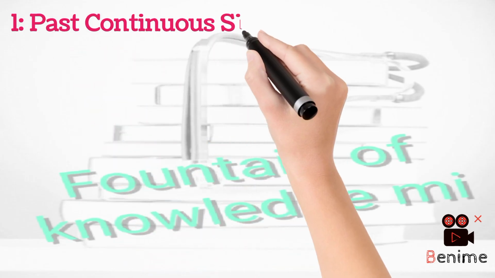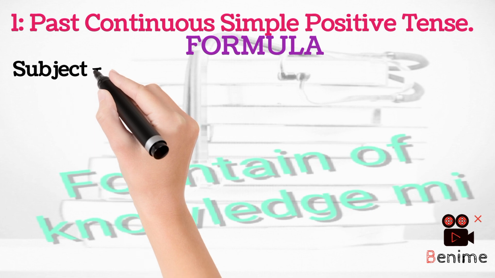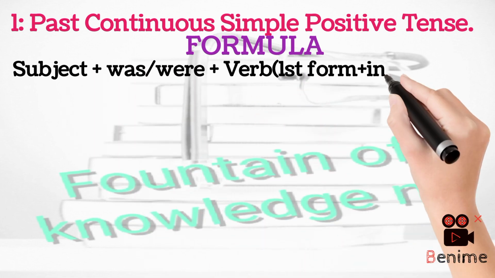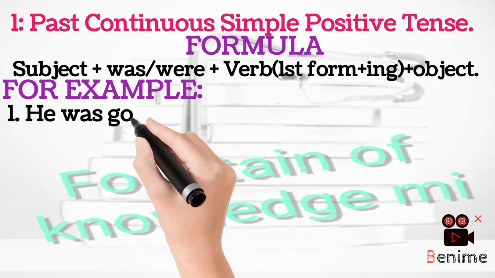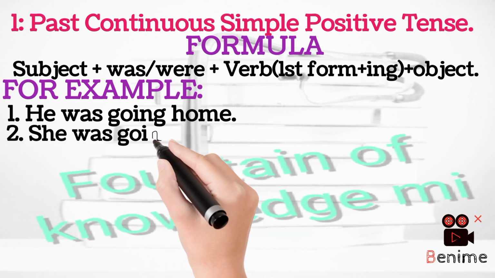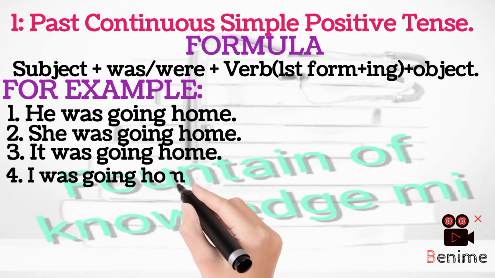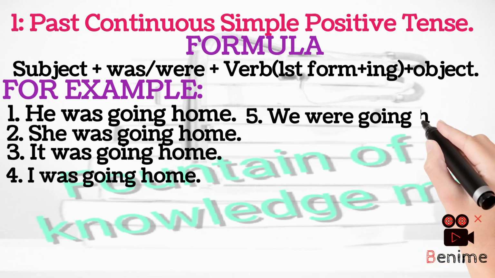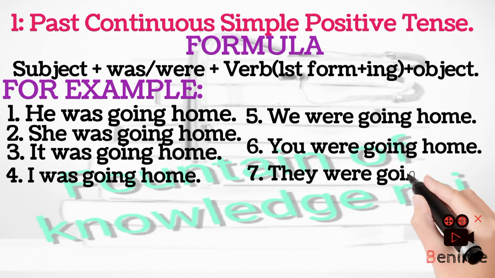1. Past continuous simple positive tense. Formula. Subject plus was were plus verb first form plus ing plus object. For example. 1. He was going home. 2. She was going home. 3. It was going home. 4. I was going home. 5. We were going home. 6. You were going home. 7. They were going home.